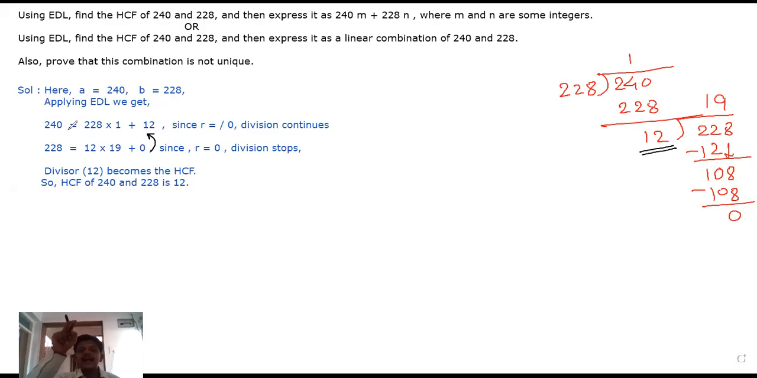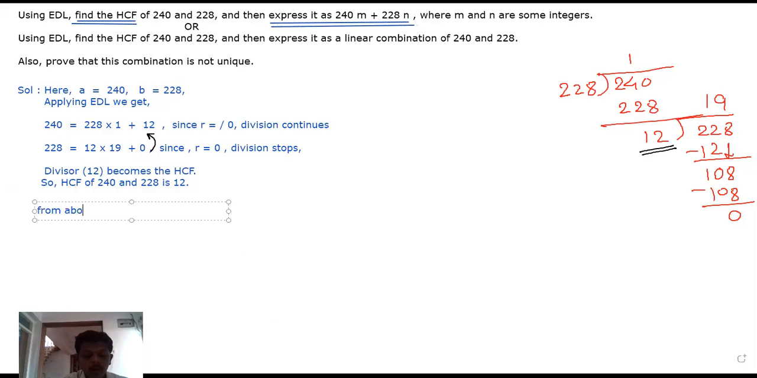Start from the second last step, because see here, what have they told us? Using EDL, first find the HCF. We have found out the HCF as 12, and then express it as a combination of some 2 other numbers. The HCF is to be expressed as a combination of 2 numbers, and you will always get the value of HCF in the second last step. So see how I'm going to write.